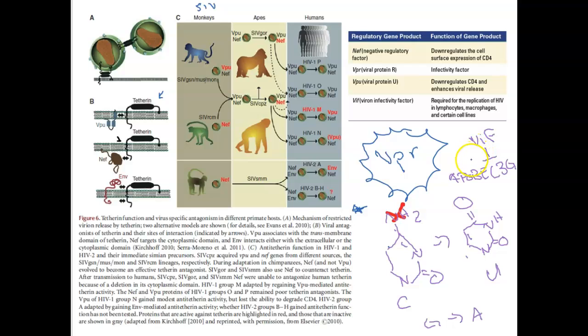So we've got a couple defense mechanisms here, right? So NEF and VPU are going to antagonize tetherin. VIF is going to antagonize ApoBec, and then VPR is just the all-star protein that does lots and lots of things for HIV infection. All right, we're going to move on.